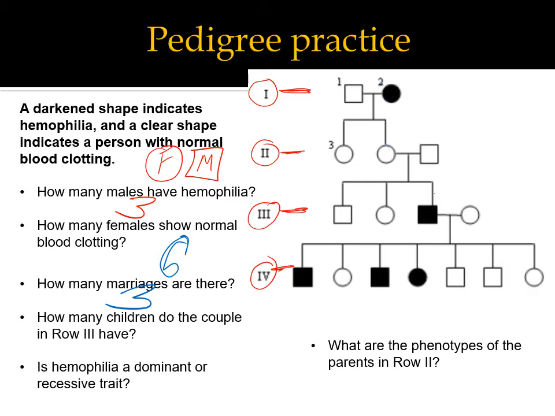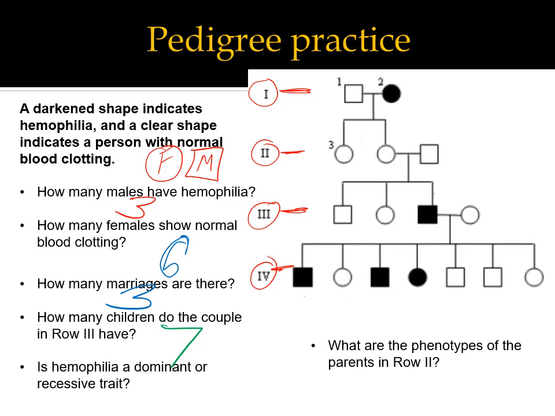How many children do the couple in row 3 have? So the couple in row 3, there are 4 people in row 3, but the couple, or these 2 on the end, they're actually connected by the horizontal line. And it says, how many children does that couple have? So we're going to follow their line down, and it just now branches off to all these kids in here. All these kids are their children. So it's 1, 2, 3, 4, 5, 6, 7 children for that couple.